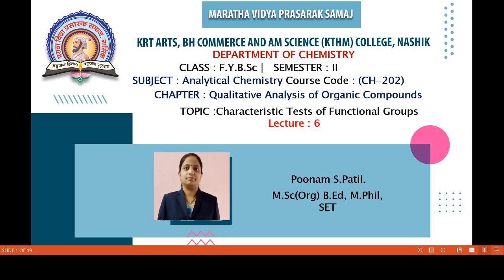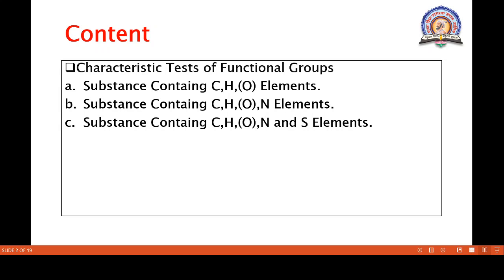Student, in the previous lecture, we have seen the elemental analysis of a single solid or liquid compound. Now, in this lecture, we are going to discuss the characteristic tests of the functional group. So, this is the content of today's lecture: substances containing CHO elements, substances containing CHON elements, and substances containing CHON and sulfur elements present in the compound, which we are going to discuss in this lecture.